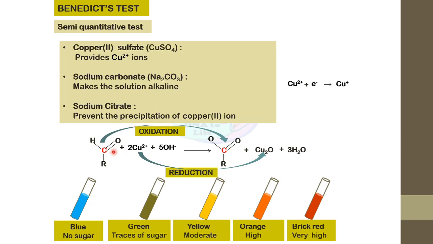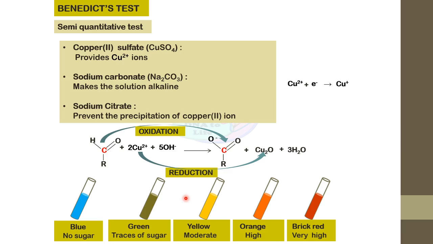The reaction is the same as we talked about in the Fehling test. This is the aldehyde group of the sugar. It will be converted to this carboxyl group, meaning it is getting oxidized, and it is reducing the cupric ion to the cuprous ion by forming copper oxide.